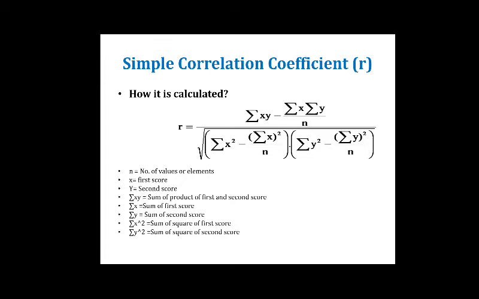n is the number of values or elements, how many elements we have to analyze. x is your first score, y is your second score. Summation of xy: first take the product of x and y, and then take the sum of all those products. Summation x is the sum of your first score, summation y is the sum of your second score. For x squared, first calculate the square of x and then take the sum of all squares, same for the sum of y squared. So these are the variables.